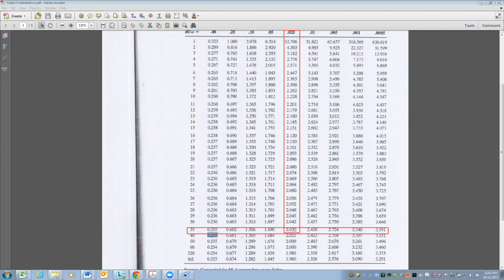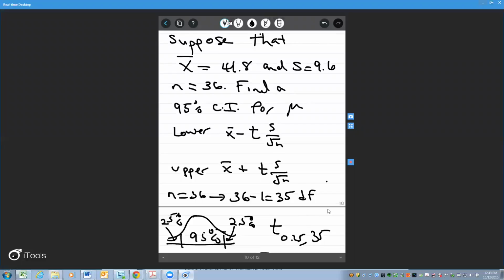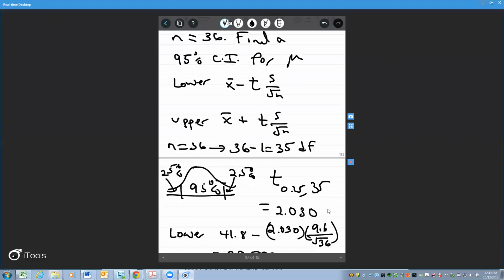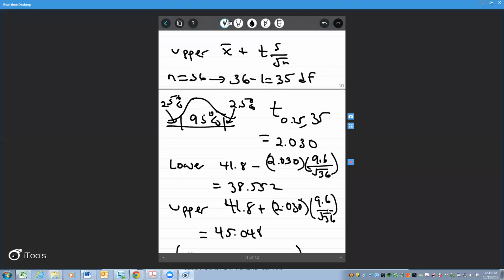So I know I'm going to go 2.03 steps on each side of the sample mean. So I would take the sample mean of 41.8. I would subtract off 2.03 steps. The step size, remember, is s over the square root of n, so that's 9.6 over square root of 36, which gives me a lower bound of 38.552.